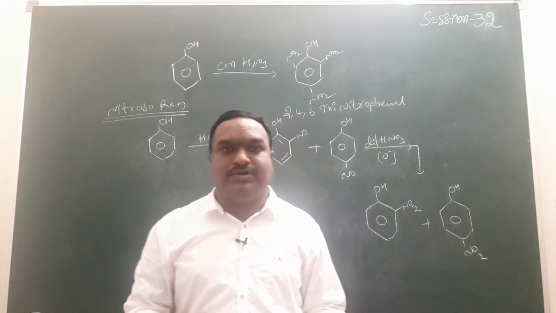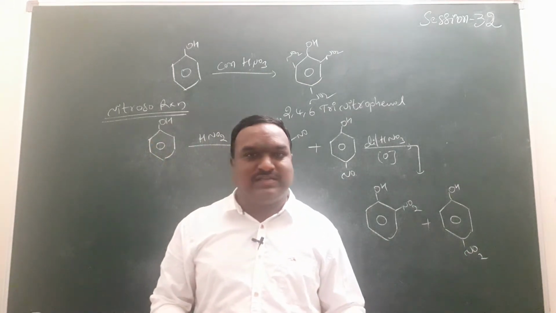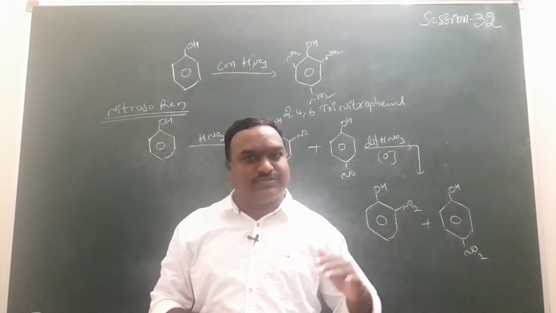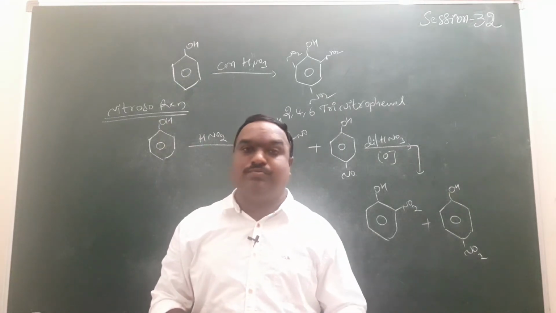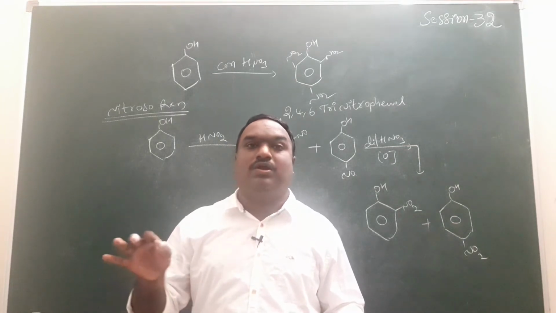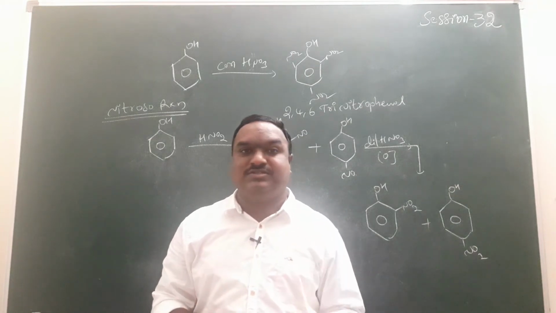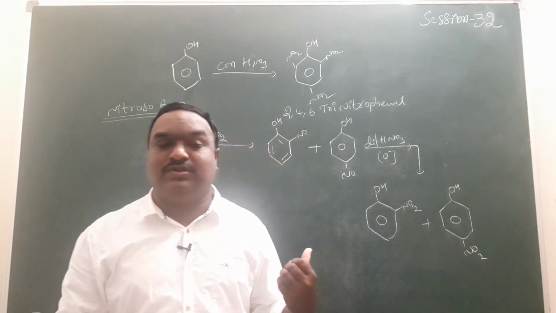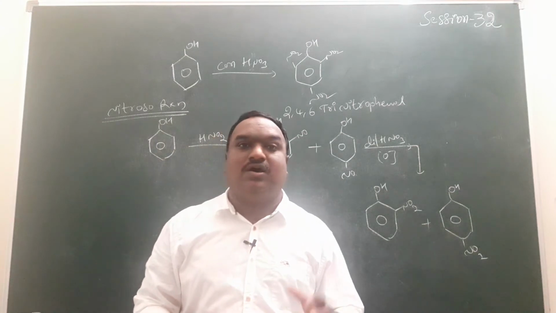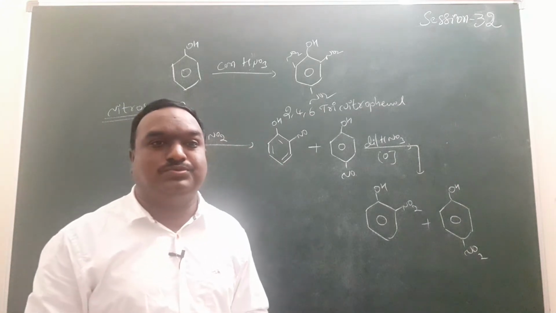Wherever compounds form intramolecular hydrogen bonding, melting points and boiling points are less, so volatile nature is more. Wherever compounds form intermolecular hydrogen bonding, solubility, melting points and boiling points are more, and volatile nature is less. So according to that concept, if you apply steam distillation, we can separate this one. The ortho compound's volatile nature is more. Reason: chelation or hydrogen bonding between the OH group and NO2 group.